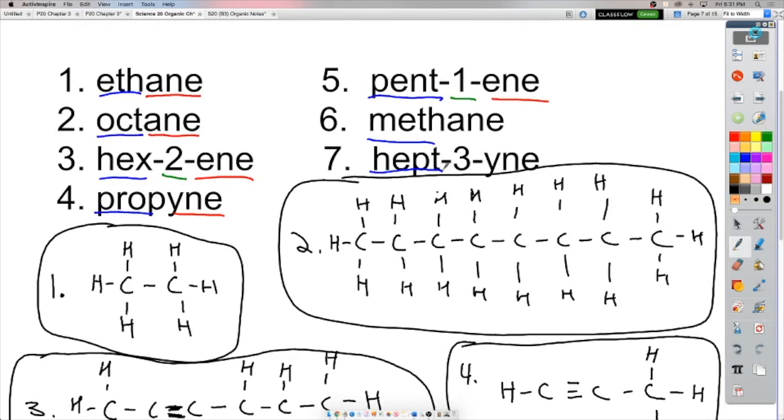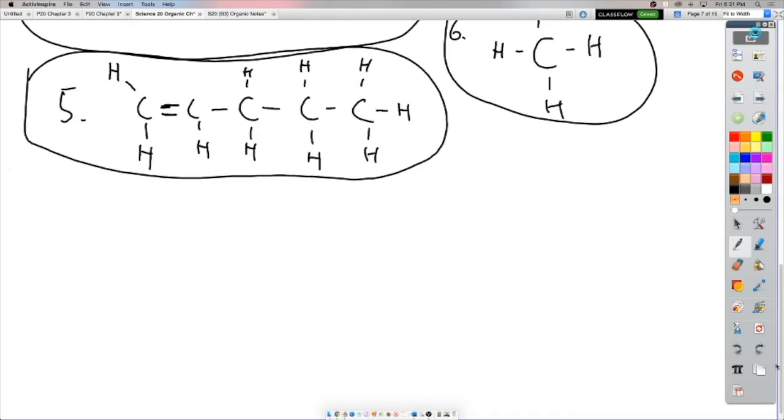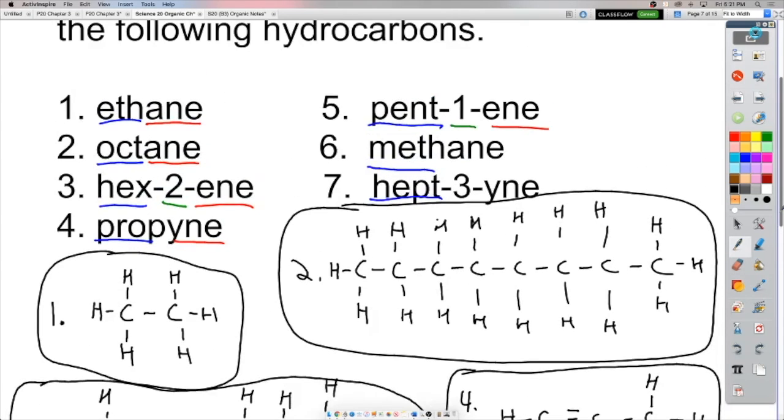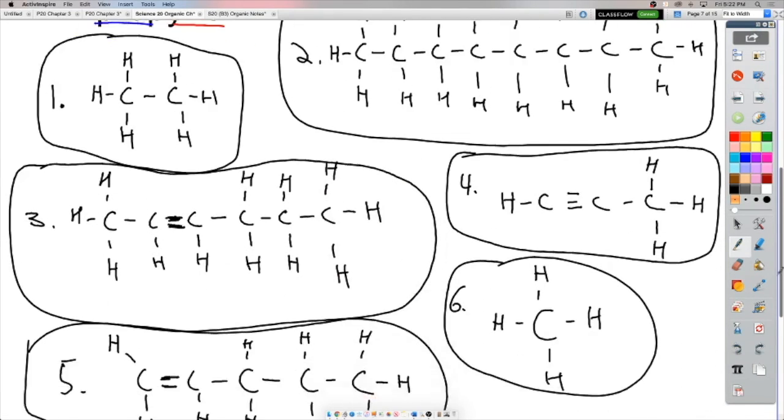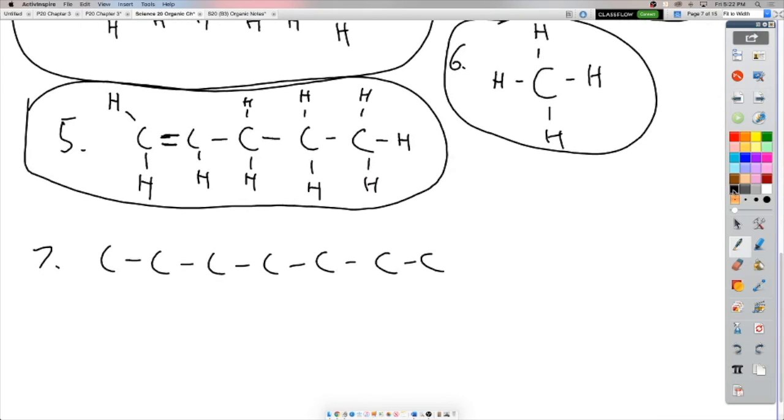Okay. Finally, hept. Hept means 7. So let's start there. 1, 2, 3, 4, 5, 6, 7. Okay, there we go. Hept, check, dealt with already. It's like a nice little checklist we can go through. Now we need to deal with 3-yne. So yne means there's a triple bond, and 3-yne means the triple bond is on the 3rd carbon. So on the 3rd carbon, we have a triple bond.